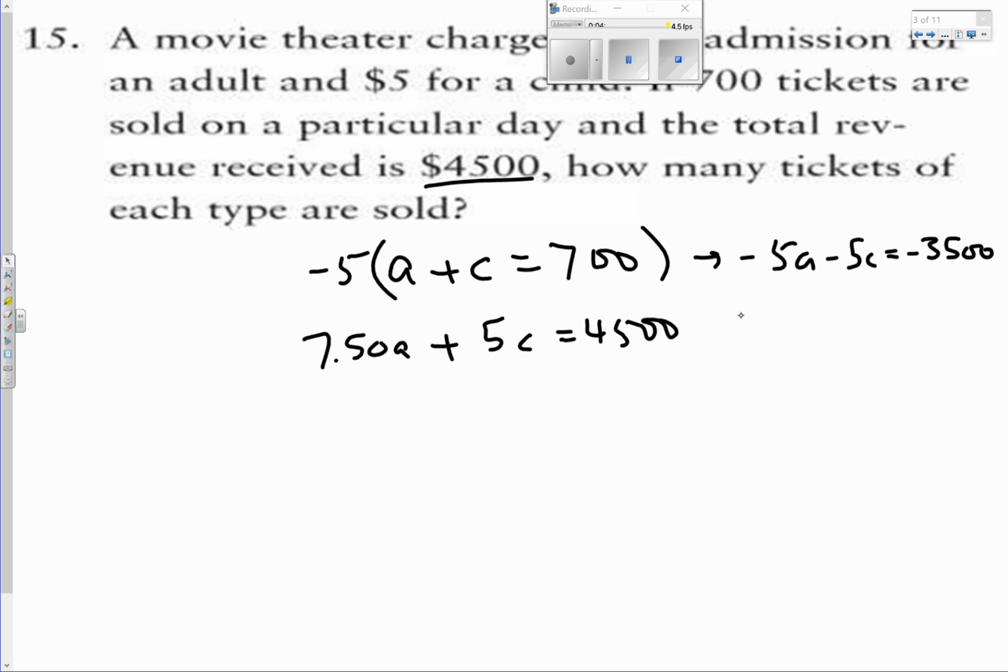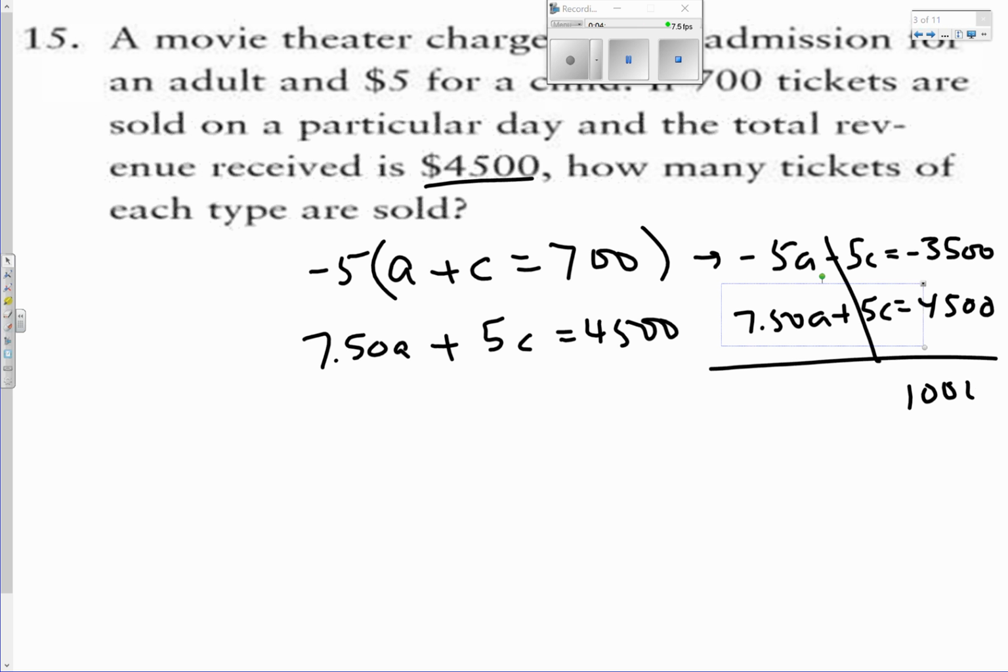This literally just comes along for the ride, so it's 750A plus 5C is equal to 4,500. And then now all I'm going to do is combine like terms. So I want this to cancel out. I'm left with 1,000 is equal to, and then when I subtract 750 minus 5, I get 2.50. That's 250 times the adults. Divide both sides by 250, and these cancel out, and I'm left with the adult tickets are going to be 400. There are going to be 400 adult tickets.